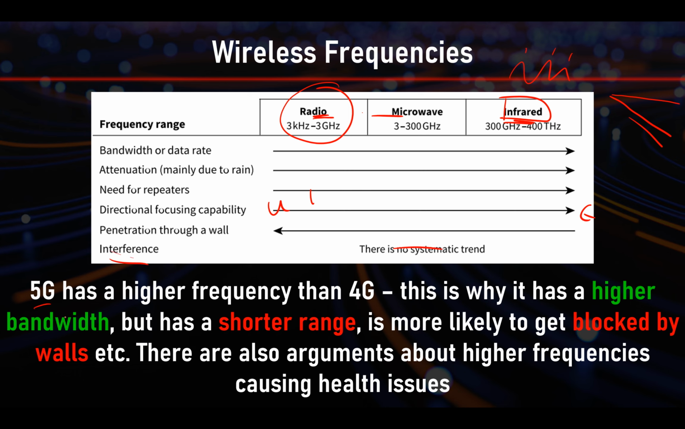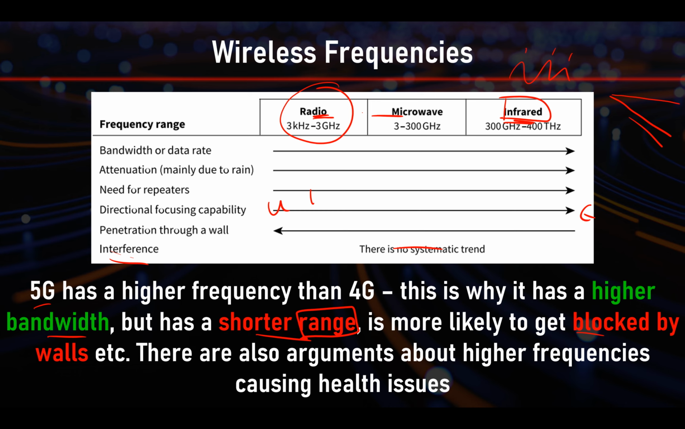If we think about 5G and 4G, 5G has a higher frequency than 4G, and that's why it has a higher bandwidth. However, 5G has a shorter range, and maybe people have noticed this. It's also more likely to get blocked by walls. When we say shorter range, the reason is that it's getting blocked by the air particles, I guess just the atmosphere.